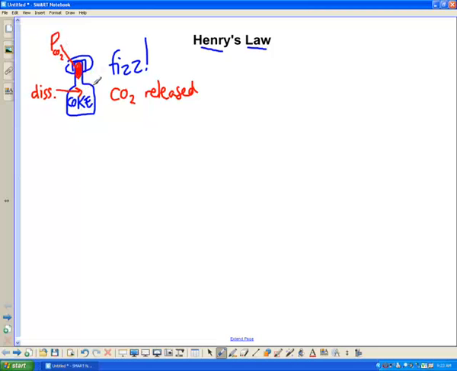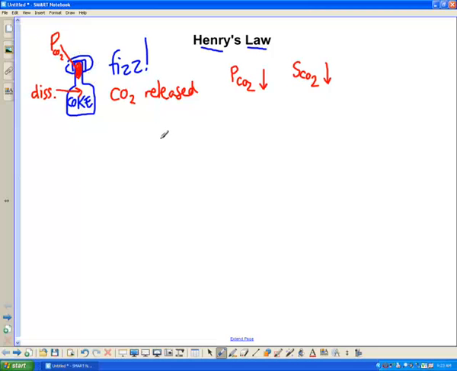If I then open that top, the partial pressure of CO2 goes way down because it gets exposed to the atmosphere, which means the solubility of the carbon dioxide within the solution below it also goes down. That's why when you pop the cap, the bubbles come out, because as you make the partial pressure of CO2 above the solution lower, the solubility goes down as well, and because the solubility goes down, the CO2 comes out, and that's what you see as bubbles.